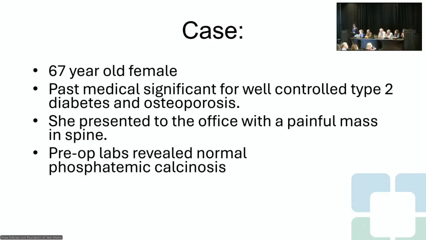The case is a 67-year-old female. She has type 2 diabetes, very well controlled, and osteoporosis. Unfortunately, I did not have the bone density report at the time of my visit or even now, but she presented to the office. She saw the neurosurgeon that I work with, Dr. Krishnani, with a painful mass in her spine several months before. And her pre-op labs surprisingly looked great.